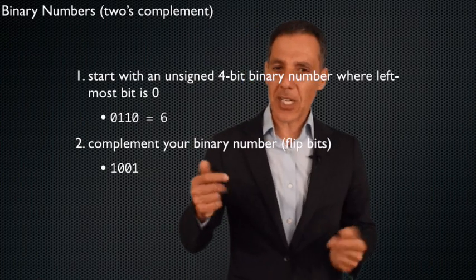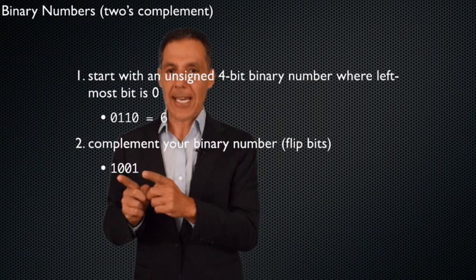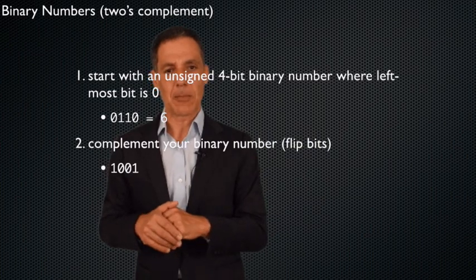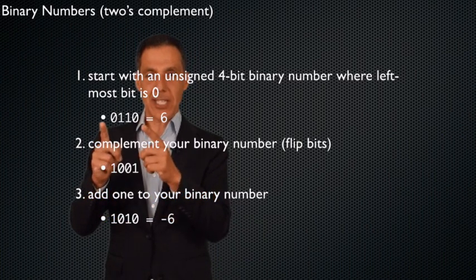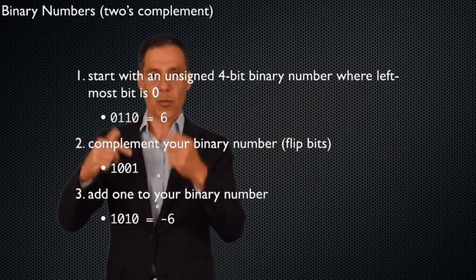But the interpretation is not the same as what I showed you up top, because that obviously is not 6 right there. That's something else. So we have to figure out what that actually means. Complement your binary number and then add 1. So here's my 6, 0 in the most significant position. Complement it. All the zeros go to 1. All the 1s go to 0.